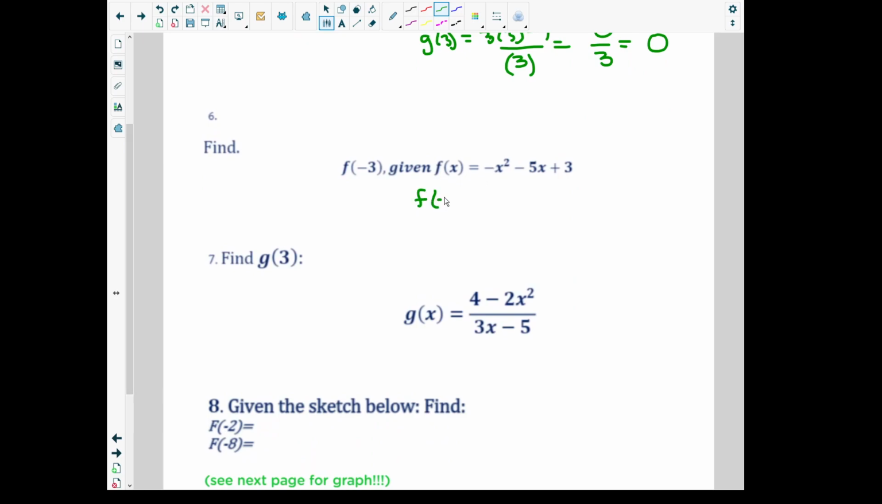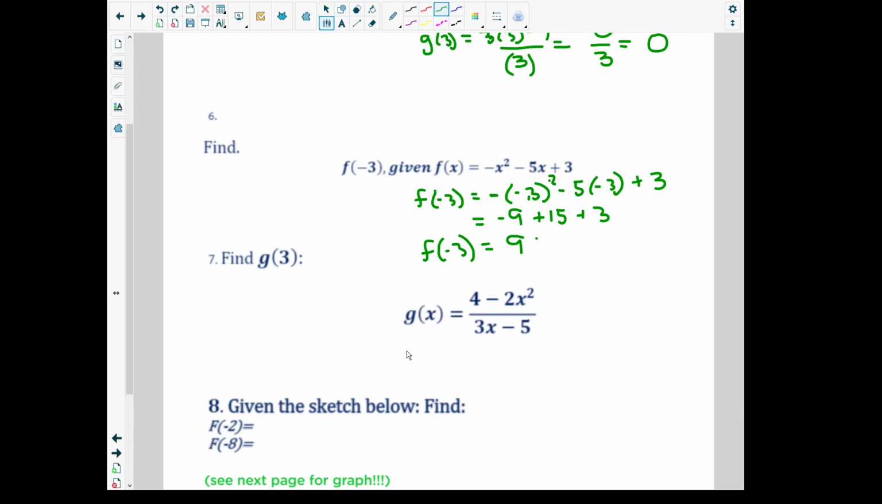So f of negative 3 equals negative 3 squared minus 5 times negative 3 plus 3. Okay, and that's going to be negative. I'm going to do 2 steps at once here, even though I tell you not to do that. Negative 3 squared is positive 9 times negative 1 is negative 9. Minus 5 times minus 3 is plus 15, and then plus 3. Okay, and that's 18 minus 9, so that's 9. So f of negative 3 equals 9.